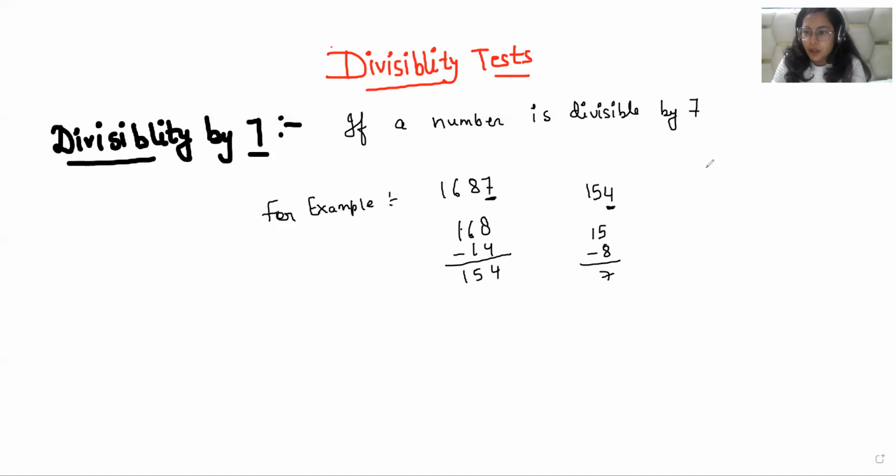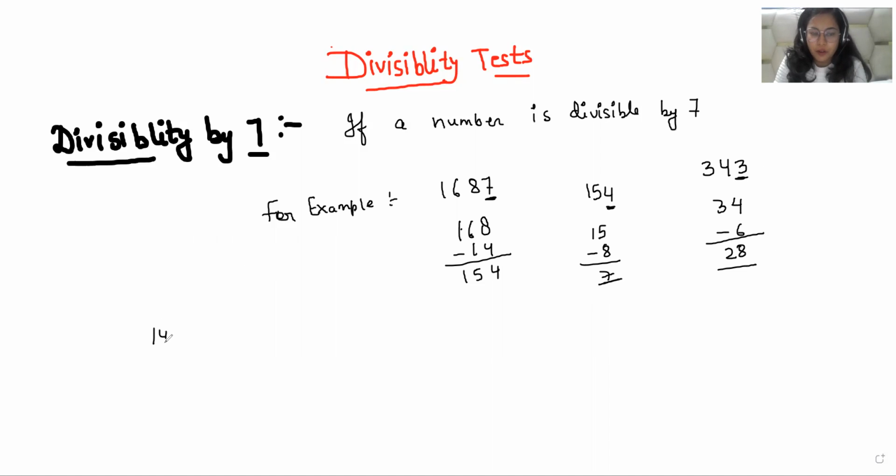Let's take one more example, that is 343. So what you have to do, take the unit digit and make it double. 3 multiplied by 2 is 6 and subtract it from the rest of the digits, that is 34. 34 minus 6 is 28 and you know that 28 is completely divisible by 7. So you can find your answer by reducing it to the ones place as well as to the tens place.